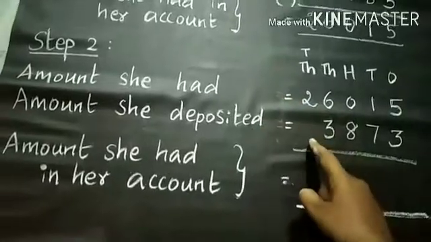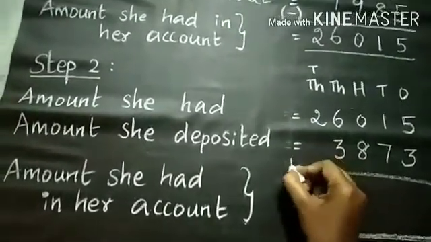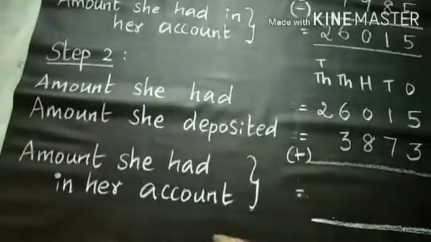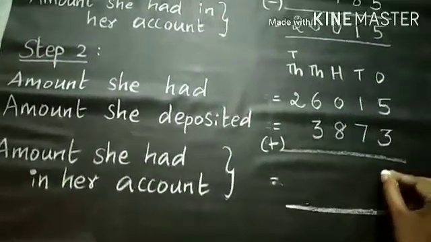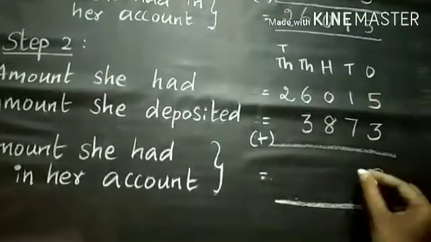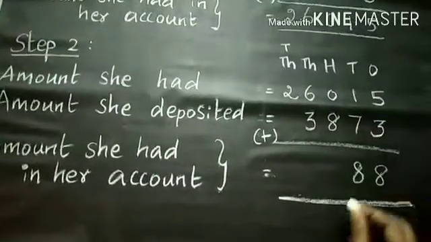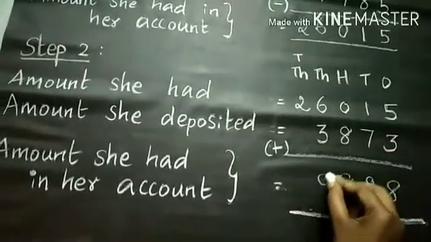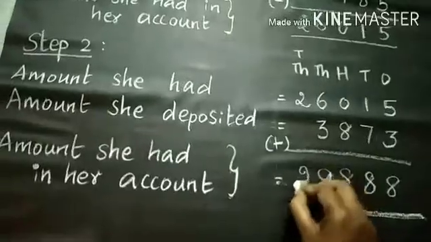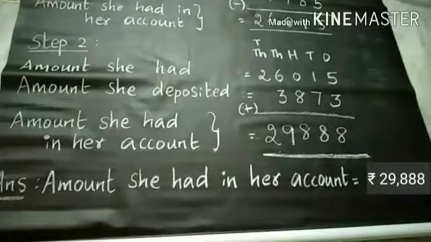Students, here we have to find the amount she had in her account. So we should add. Add 5 plus 3 is 8. 1 plus 7 is 8. 0 plus 8 is 8. 6 plus 3 is 9. 2 plus 0 is 2. Now we get amount she had in her account is equal to rupees 29,888. Have you understood, children?